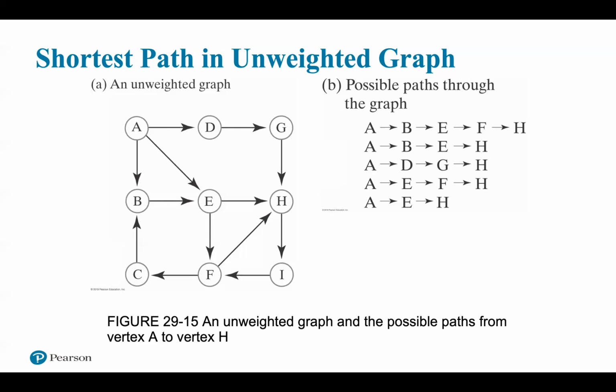So what about the shortest path in an unweighted graph? Let's consider an example. A graph can have several different paths between the same two vertices. In an unweighted graph, we can find the path with the shortest length, that is, the path that has the fewest edges. For example, consider the unweighted graph in figure 29.15a. Suppose that we want to know the shortest path from vertex A to vertex H. By inspecting the graph, we can see that several simple paths, shown in part B of the figure, are possible between these two vertices. The path from A to E to H has length 2 and is the shortest.